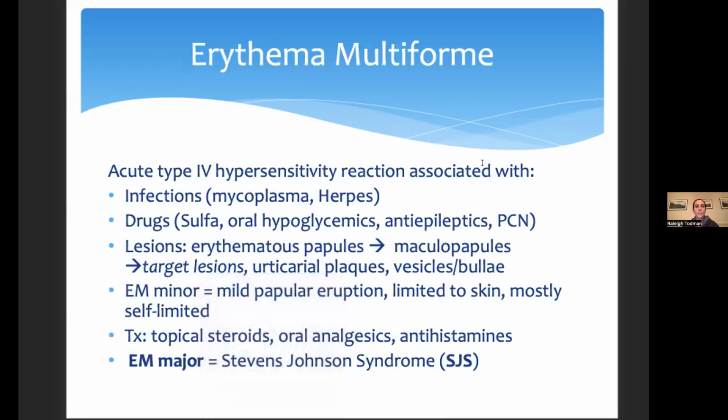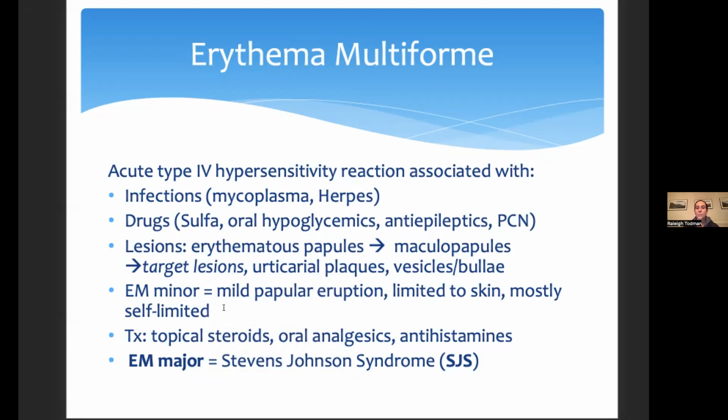Okay, erythema multiforme. This is a skin finding associated with disease and not quite its own disease again. This is another type 4 hypersensitivity reaction that can be associated with infections, mycoplasma, herpes. It can be associated with a drug reaction. Sulfa is a hot one, or some oral hypoglycemics, some anti-epileptics. The lesions are red erythematous papules that become maculopapules and then target lesions. And then they can also then vesiculate or become bullae.